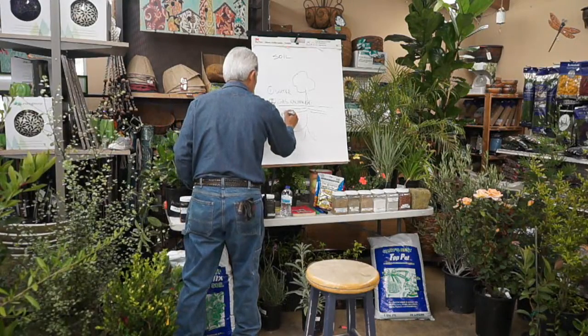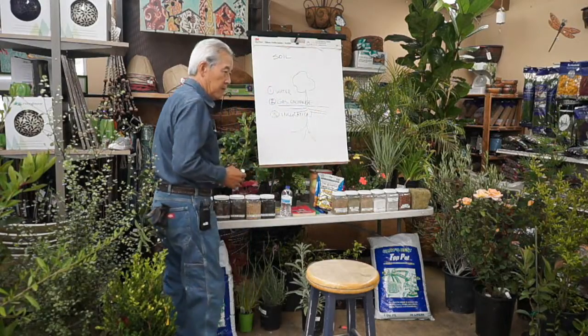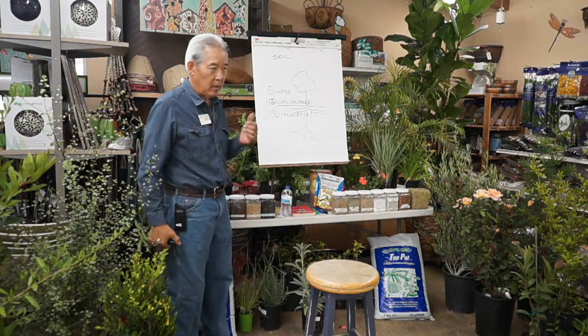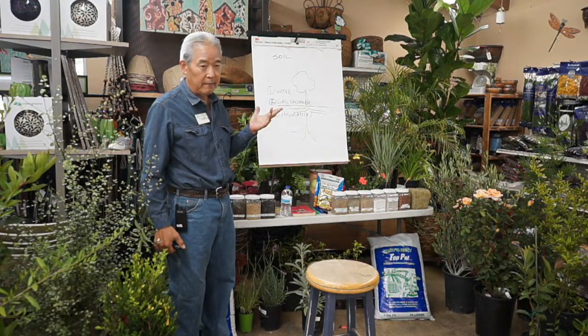Number three, insulation. This is quite important. The roots like to be above freezing and below 90 degrees, really. They don't like to be above 90.